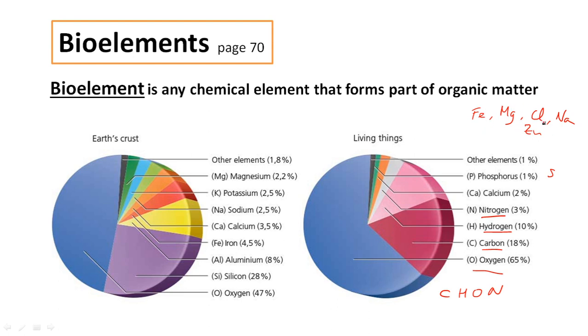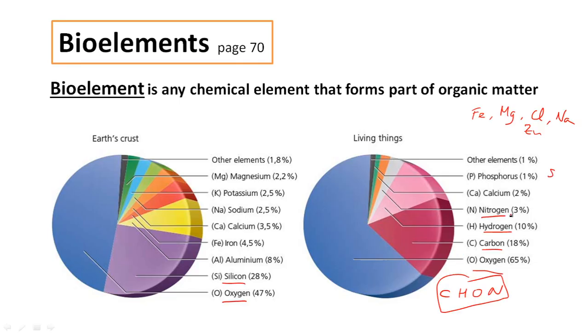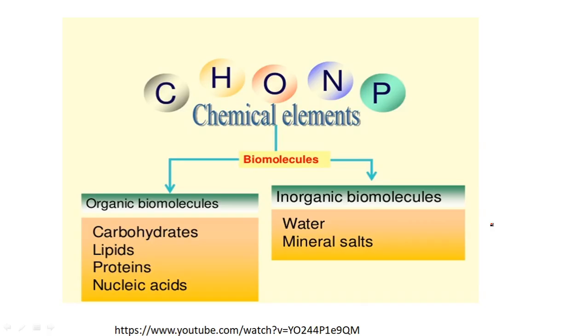And these essential elements can change from one species to another. But these are the most important ones, especially these four, and all living things are made of these chemical elements. However, in the crust, silicon and oxygen are the most important elements. They are different from living things. So they are called bioelements. A bioelement is any chemical element that forms part of organic matter.